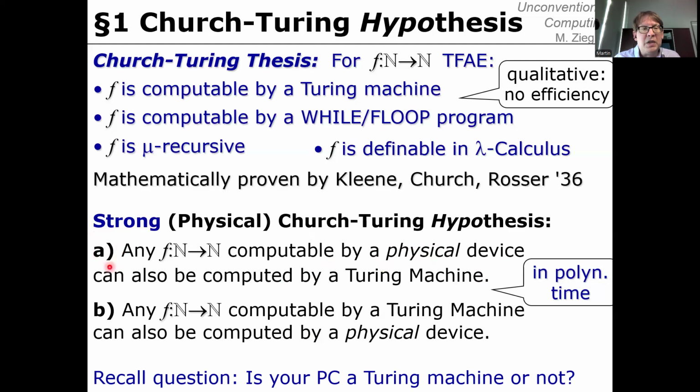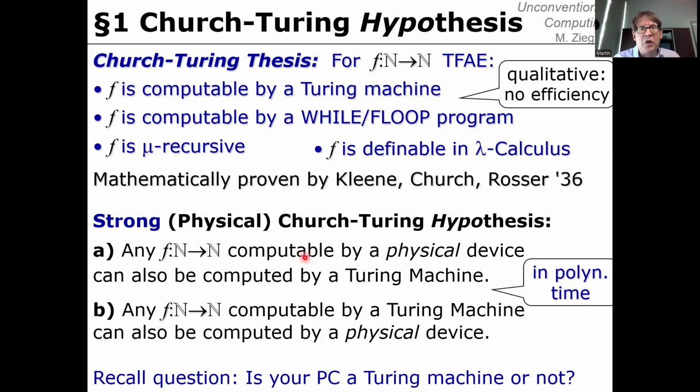So that's the question A, right? A famous open question, so-called quantum supremacy: a quantum computer can do qualitatively maybe the same as a Turing machine can do, but maybe more efficiently, maybe a quantum computer can do something in polynomial time that a Turing machine cannot do in polynomial time. So that's a challenge to item A of the Church-Turing hypothesis. And your PC is a challenge to item B of the Church-Turing hypothesis.